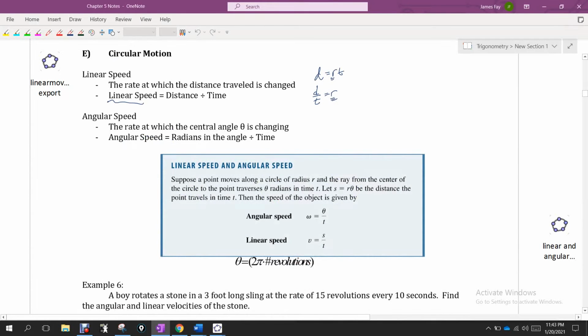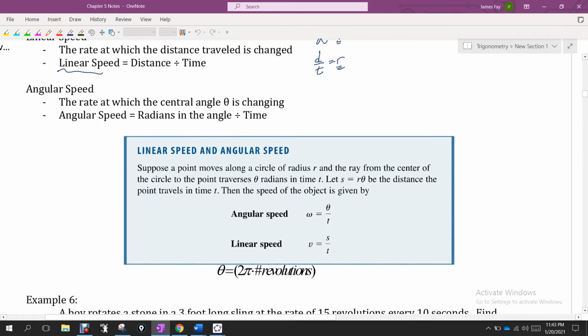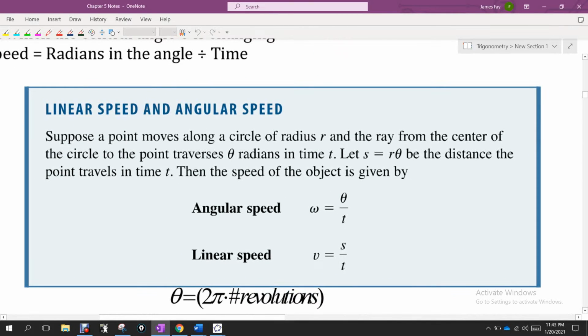So those are our two formulas that we're going to talk about. This weird looking w here is actually omega, the Greek lowercase letter omega, equal to theta divided by t. And here we've got v equals s divided by t.